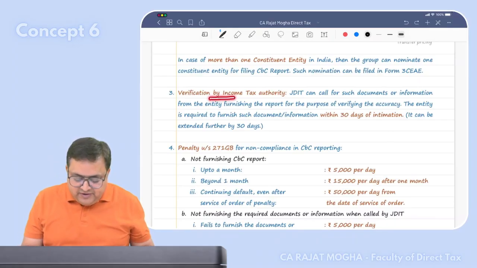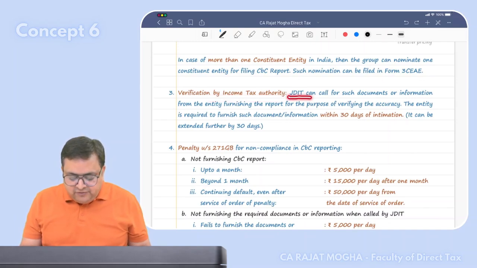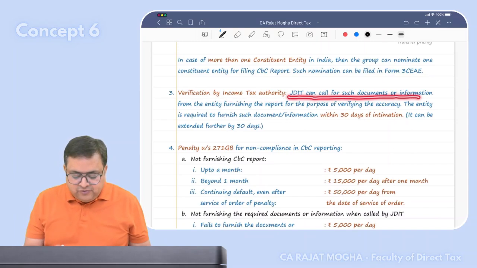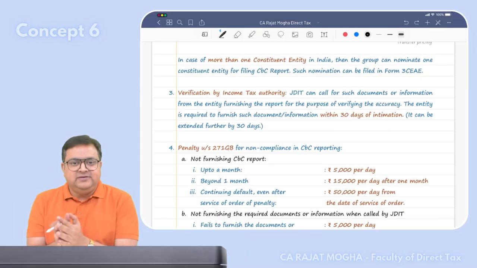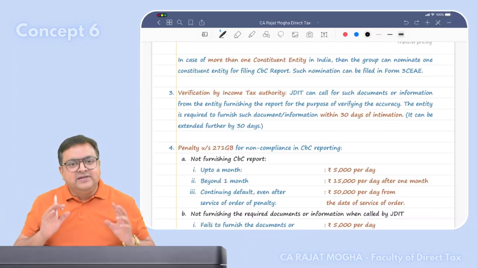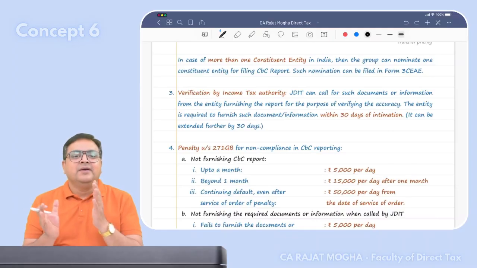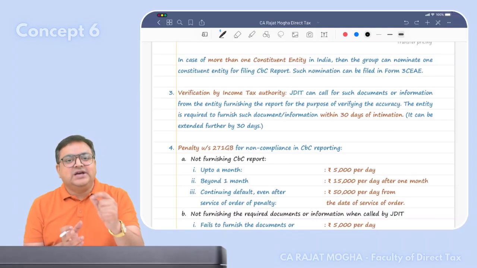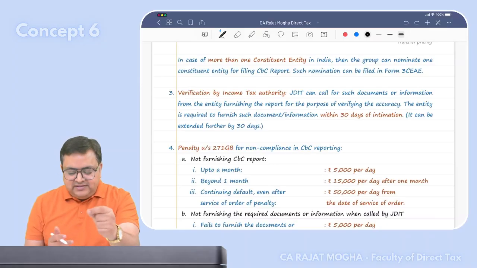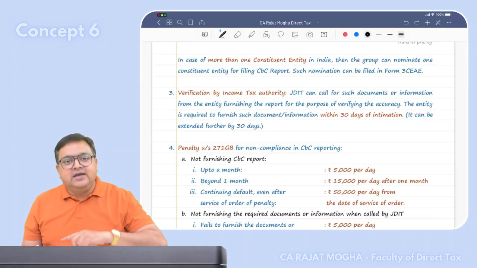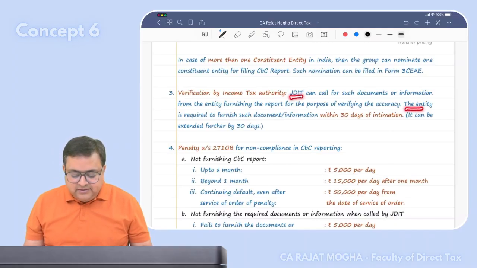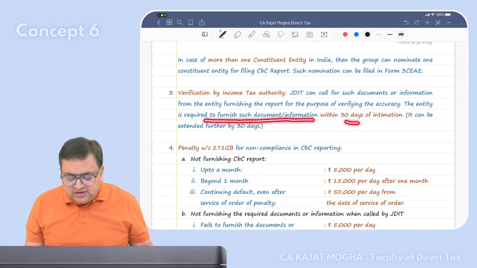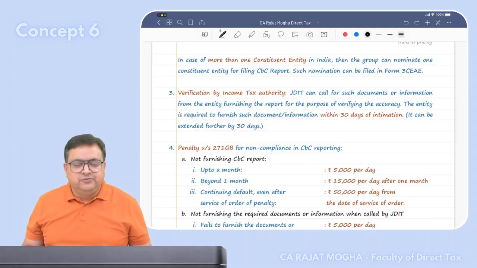So, verification by income tax authorities. The Joint Director of Income Tax can call for such documents or information from the entity furnishing the report for the purpose of verifying the accuracy. You have furnished CBCR, very nice. The chartered accountant has helped you to furnish CBCR. Obviously, they will only help. But we need to check the accuracy of it, whether the information contained in that CBCR is correct or not. Then the department, the Joint Director of Income Tax, can ask you to please furnish some more documents. The entity is required to furnish such document or information within 30 days of intimation. It can be extended by a further 30 days.